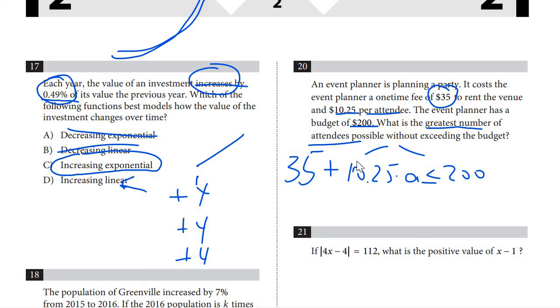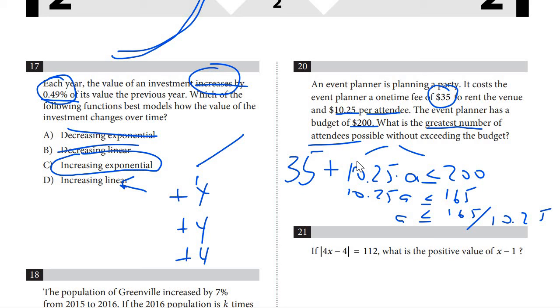Or you can do it this way. So what do you do? You subtract 35. So 200 less 35. Still have a calculator available if you need it. And then you divide the 165 by 10.25, and then you round that up. So that's going to be around 16. But I want to show you the other way you can do it.